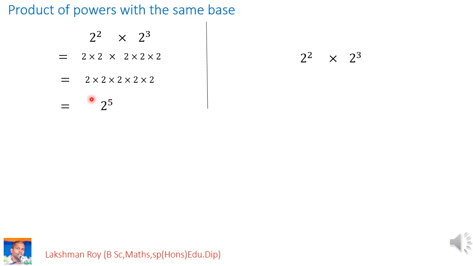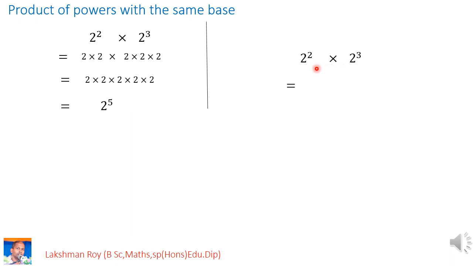Now I want to get this 2 to the power 5 without writing the expanded form, because suppose you have 2 to the power 10 or 2 to the power 30, how can you expand? That is not reasonable, right? Practically you can't write that. So therefore I introduce a new method, that you have to learn.